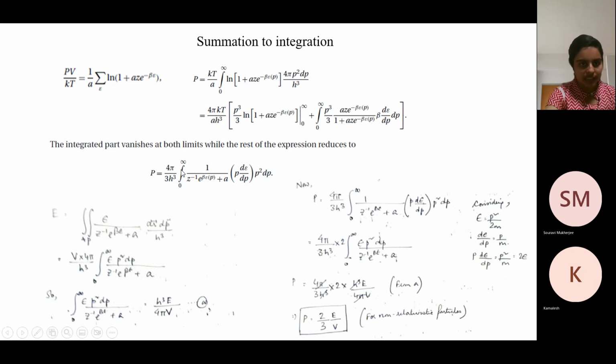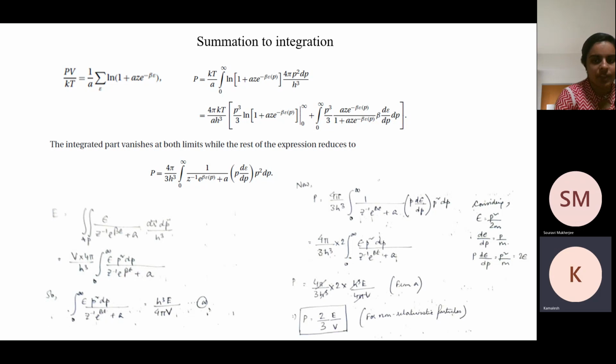Now if you look back again at the expression for pressure, you have an integral like this. Consider that you have non-relativistic particles where energy is given as p square by 2m. That means dE by dP can be written as p by m. So p into dE by dP is equal to 2 epsilon. If you put that value here, you see that this integral is actually equal to the integral that we just solved. So you can replace this by this value, and that gives you a relation between pressure and energy. This is what happens for a non-relativistic case. Is this clear?